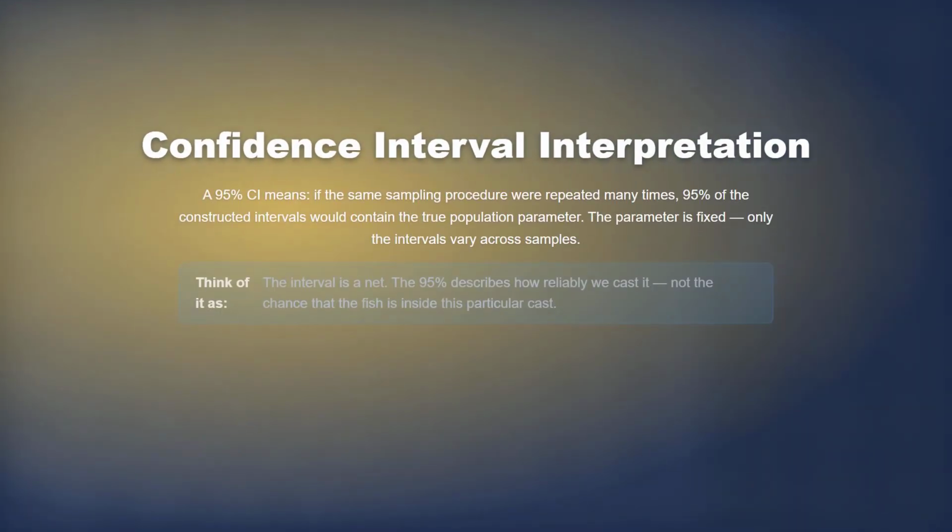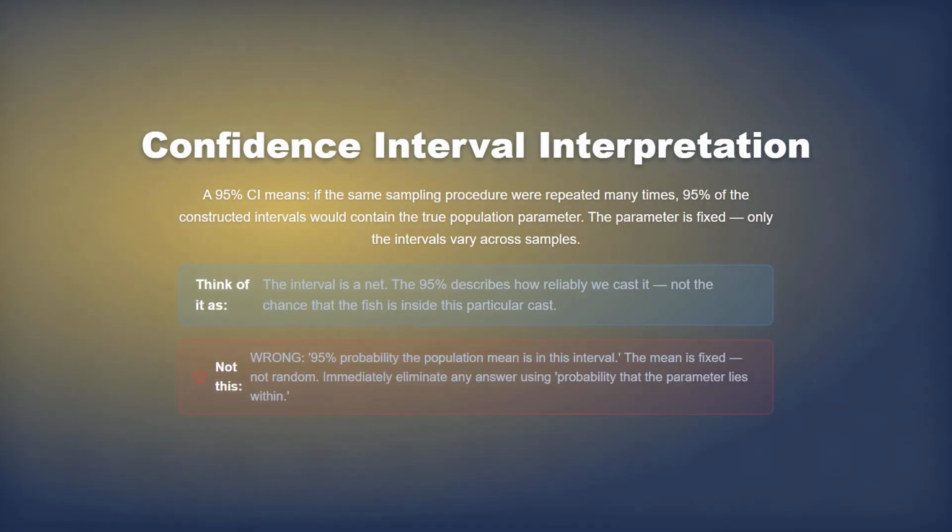Now the highest value trap on this entire reading. The confidence interval interpretation. Here is the wrong answer that appears on the CFA exam, and that several YouTube prep channels teach as correct. There is a 95% probability that the population mean falls within this interval.